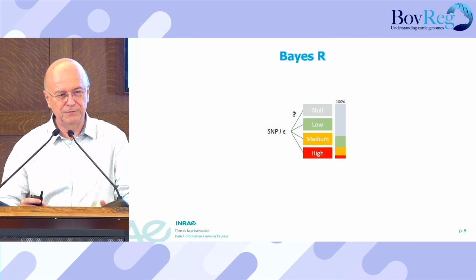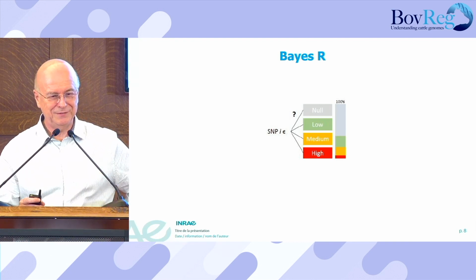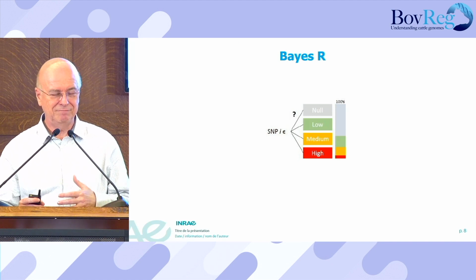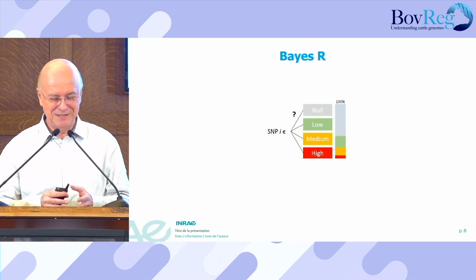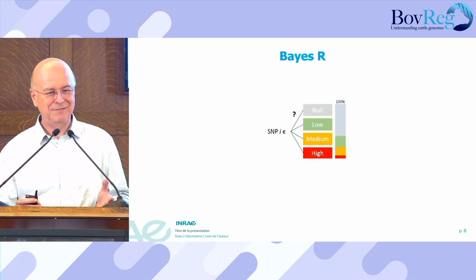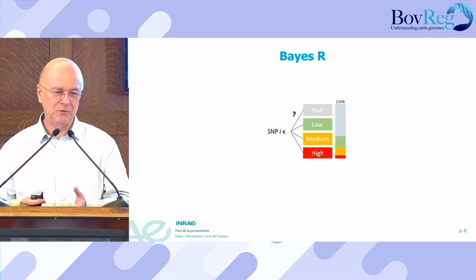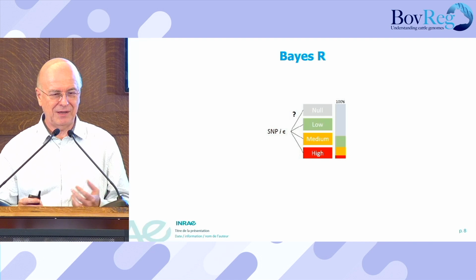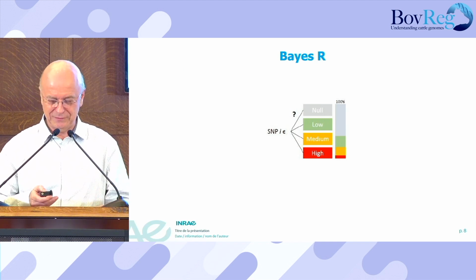In BayesR, remember that the effect of a SNP can be allocated in different distributions, with zero effect and up to a high effect, high variance effect at least, with the majority of the SNPs with null effect and a small number with high effects.